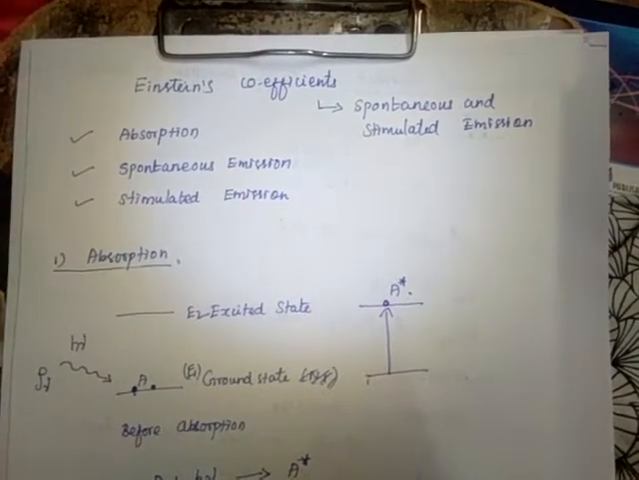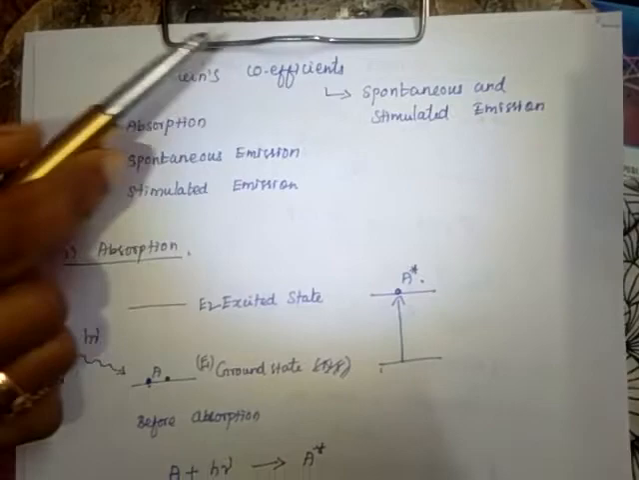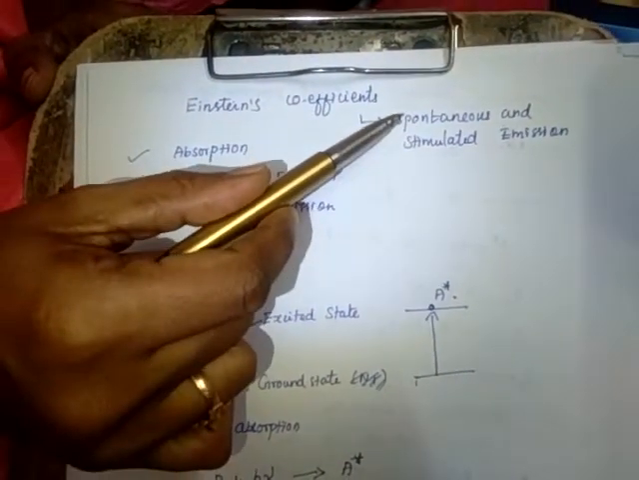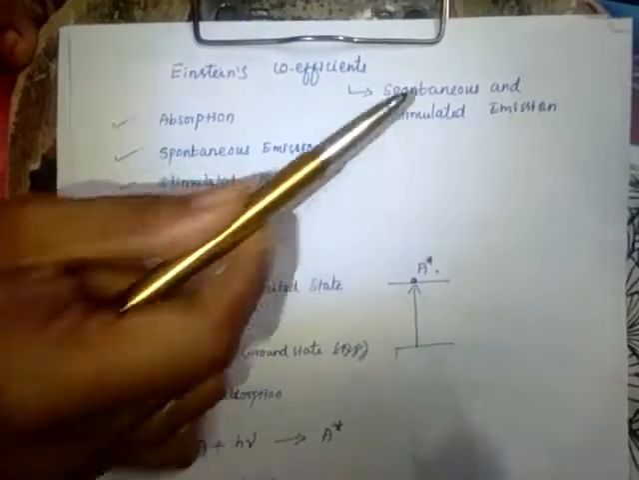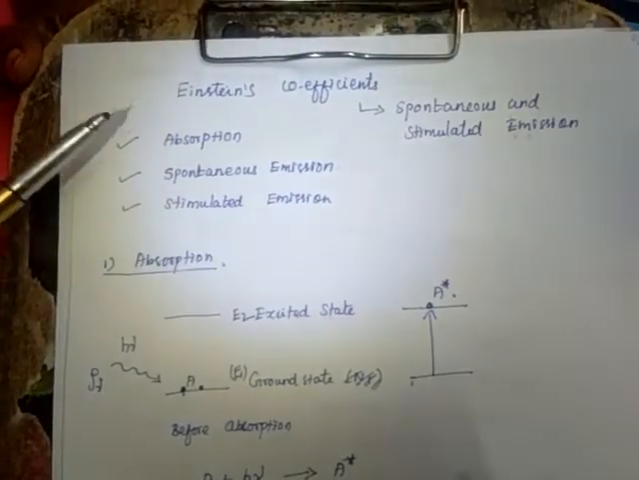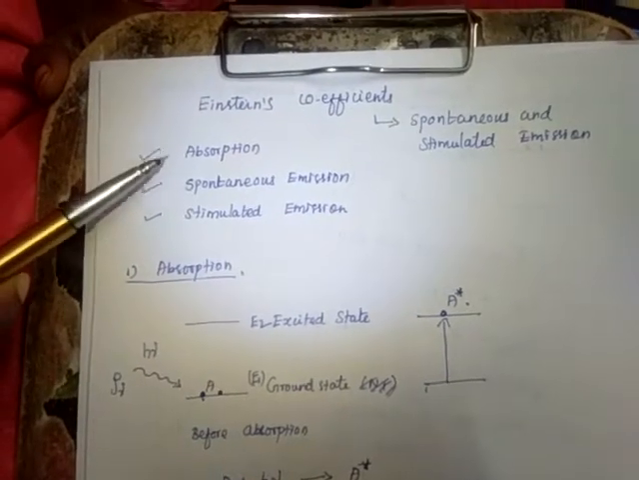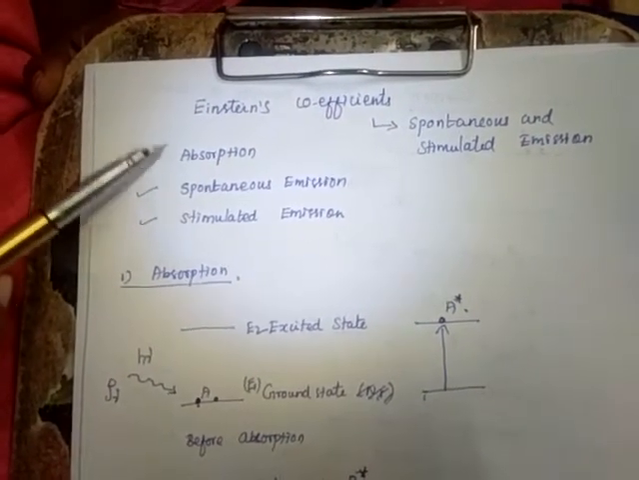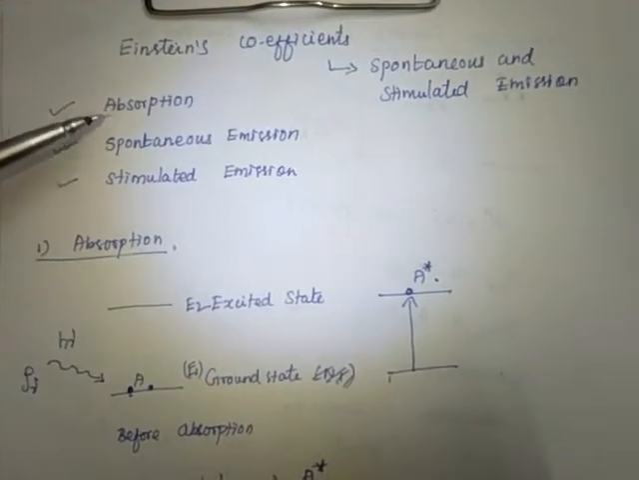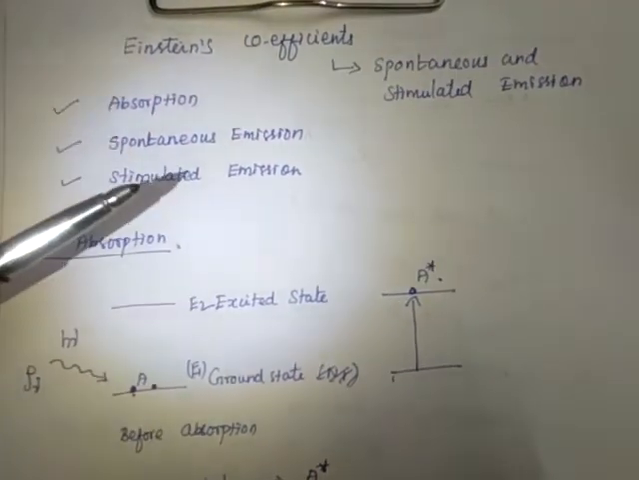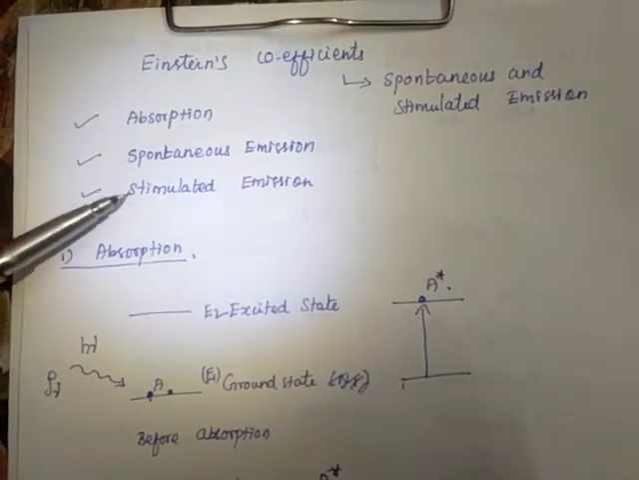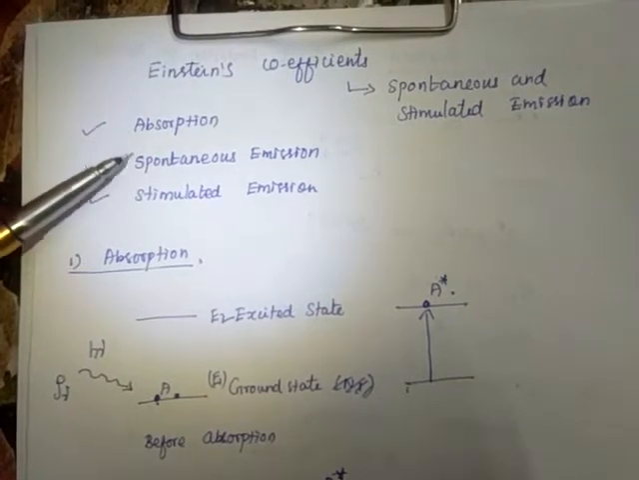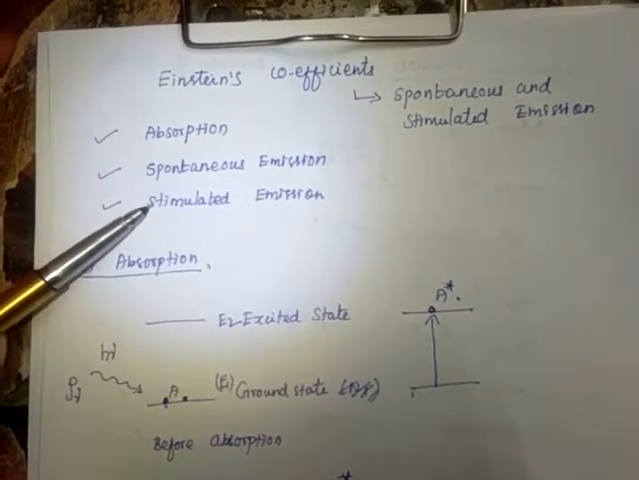We are going to discuss Einstein coefficients. Einstein coefficients give the relationship between spontaneous emission and stimulated emission. Whenever light radiation interacts with matter, matter is composed of objects, and objects are composed of atoms or molecules. So whenever the light radiation interacts with the atoms or molecules, three possible transitions take place: the first one absorption, then spontaneous emission, then stimulated emission.